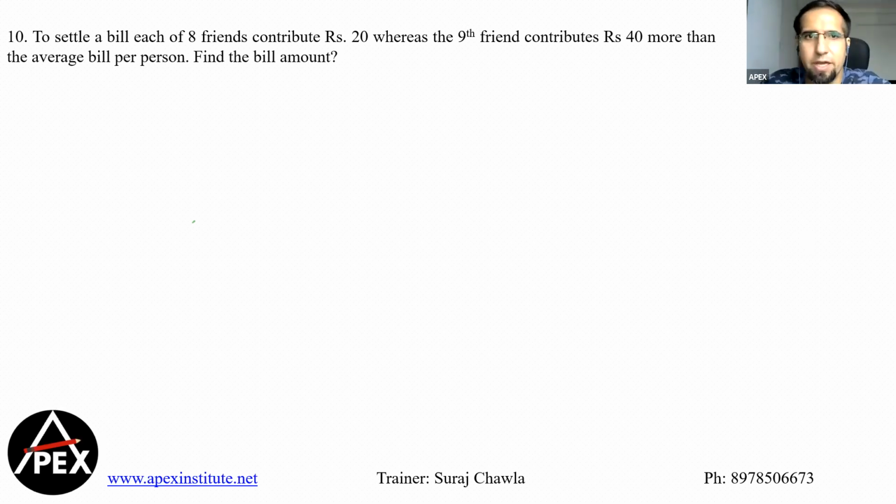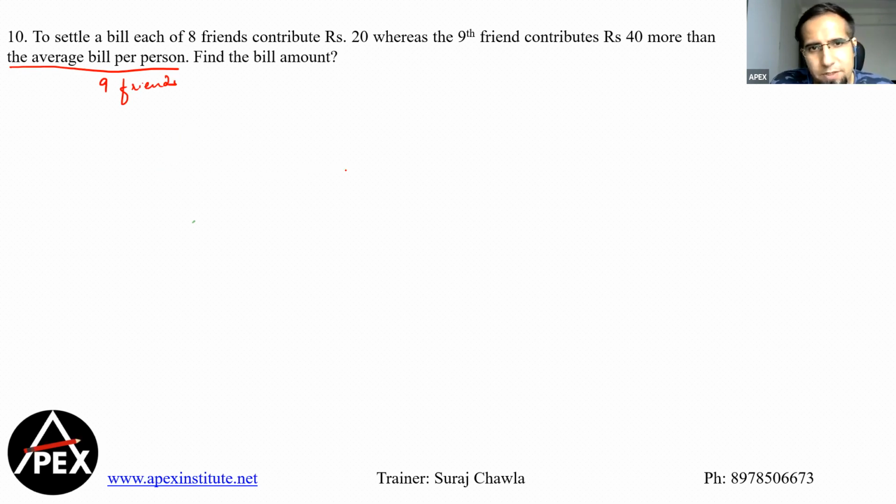Yep, let's look at this question, guys. So to settle a bill, each of 8 friends contribute rupees 20, whereas the ninth friend contributes 40 more than the average bill per person. Now, how many friends went to the party, guys, in a way? Yeah, I know there are 9 people who went to the party. That means average bill per person, can I say, is referring to 9 friends?